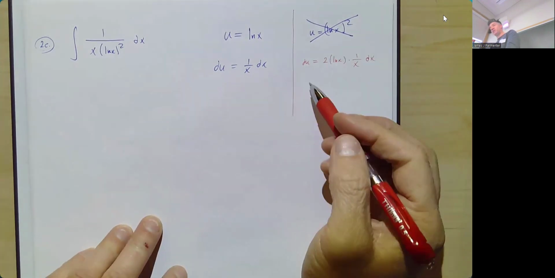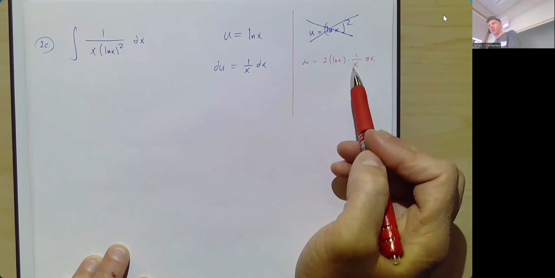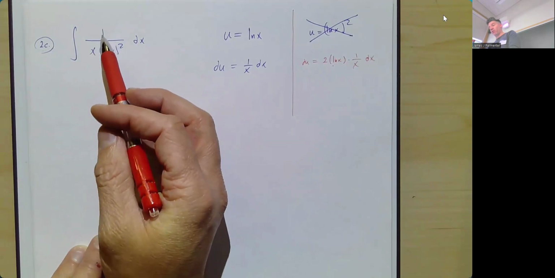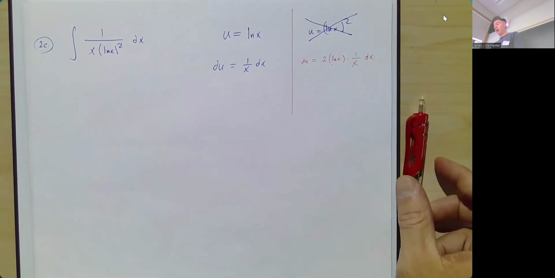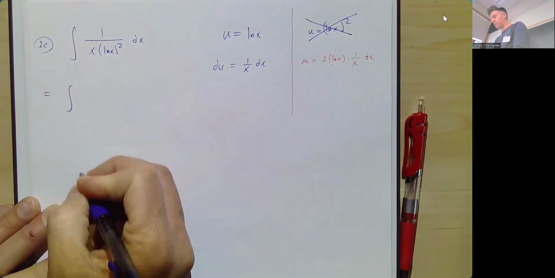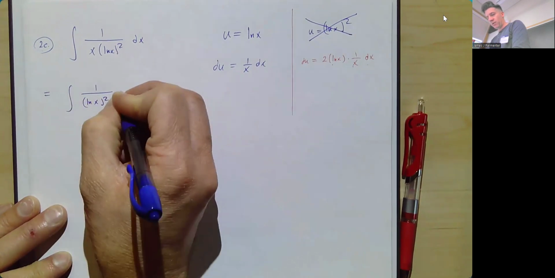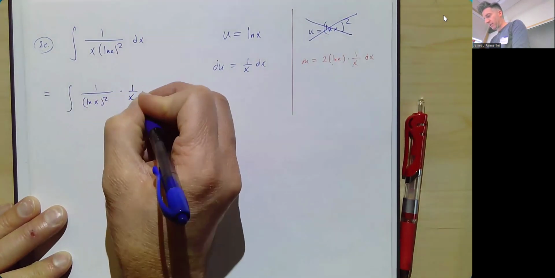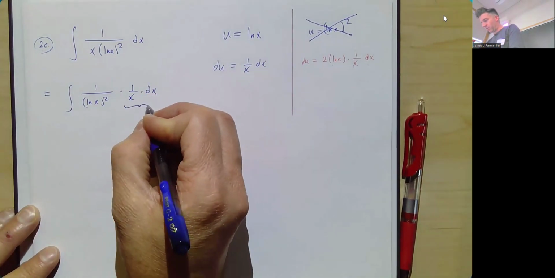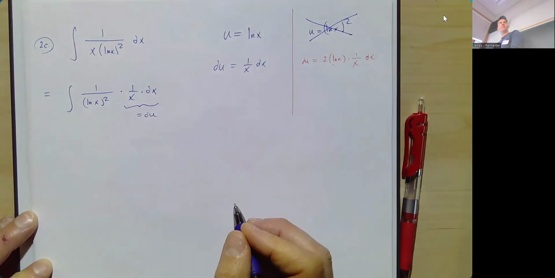And the problem with this choice would be that I don't have a natural log of x times a 1 over x times dx. Whereas here, I definitely do have a 1 over x times dx. So I would probably make the choice to slightly rewrite this just to make it super duper obvious. I would write this as 1 over the natural log of x squared times 1 over x times dx. And then I would be like, oh yeah, this 1 over x dx, that is my du.